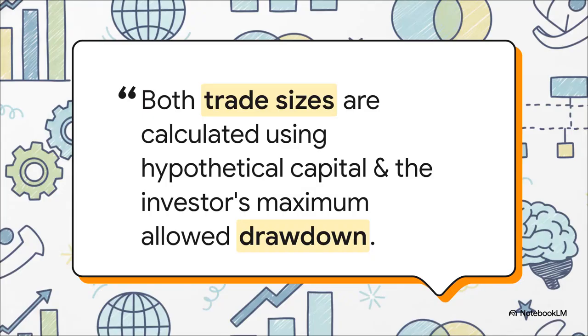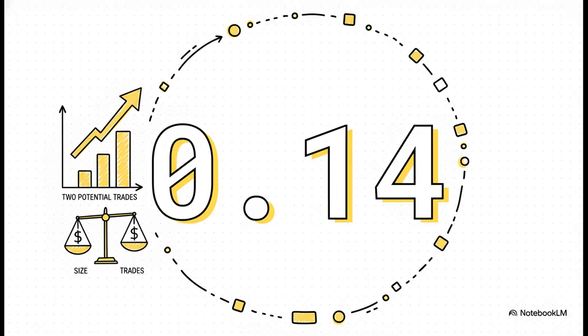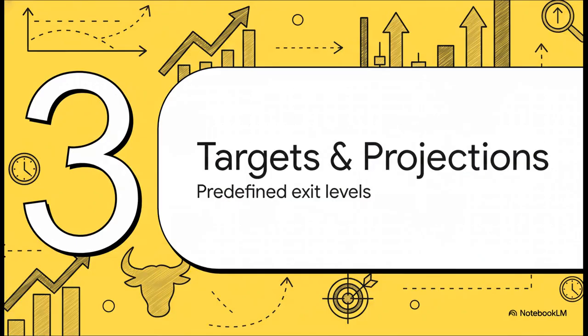So here's the crucial point. This specific rule dictates exactly how the trade size is determined. Let me read it for you. Both trade sizes are calculated using the hypothetical capital, the investor's maximum allowed drawdown, the third triangle domain percentage, the risk coefficient, and the contract size. And based on all those inputs that we just saw, the calculated size for each trade comes out to be 0.14. Okay, so with the entry and risk parameters all defined, let's look at the model's targets.